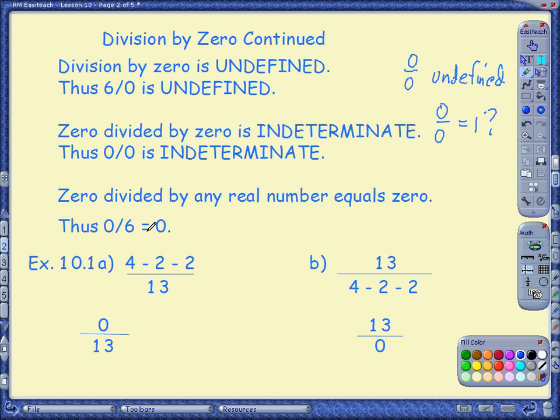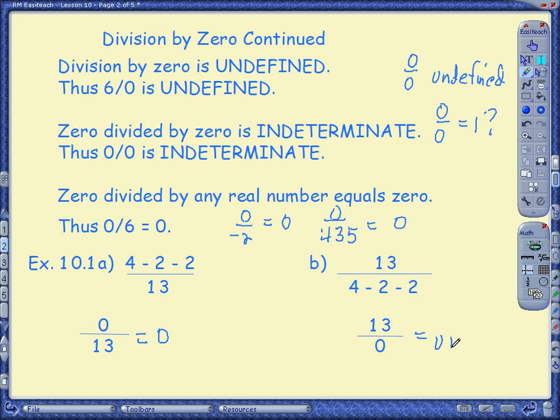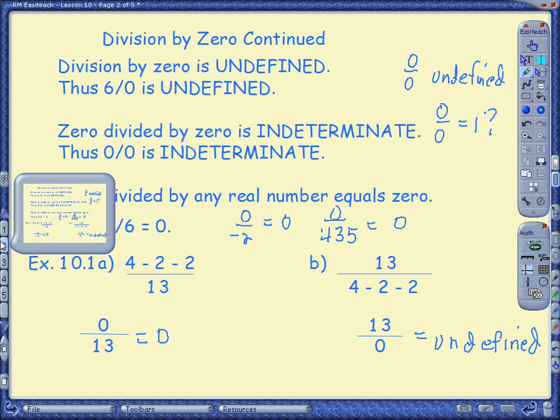It's one or the other, but we can't tell which. 0 divided by any real number is 0. So 0 over negative 2 would be 0. 0 over 435 would be 0. Here we have 4 minus 2 minus 2, that equals 0. 0 over 13, the answer is 0. 13 over 4 minus 2 minus 2 would be 13 divided by 0, and that would be undefined. That's your answer. If you see the 0 in the denominator as the divisor, it's undefined.